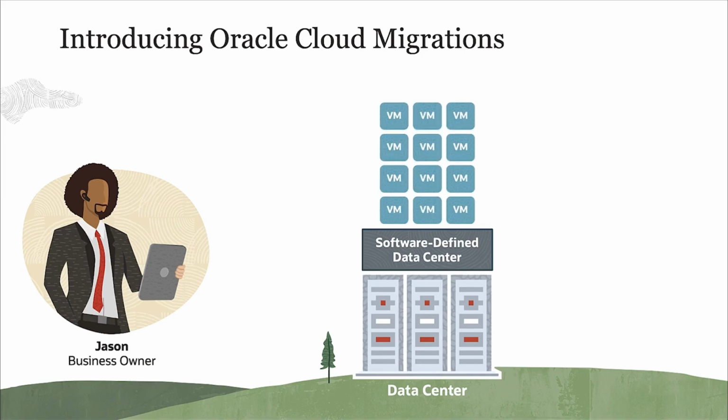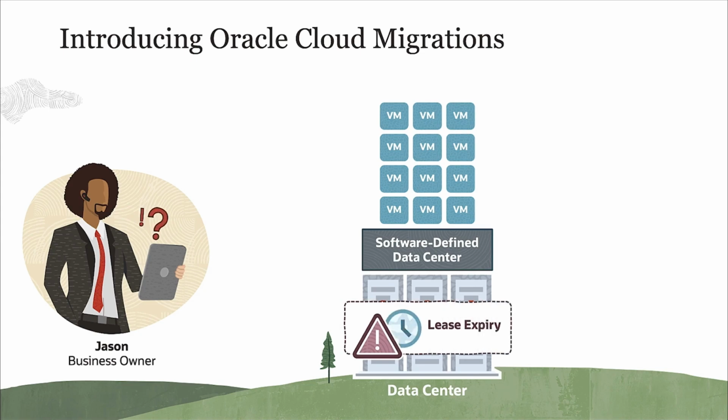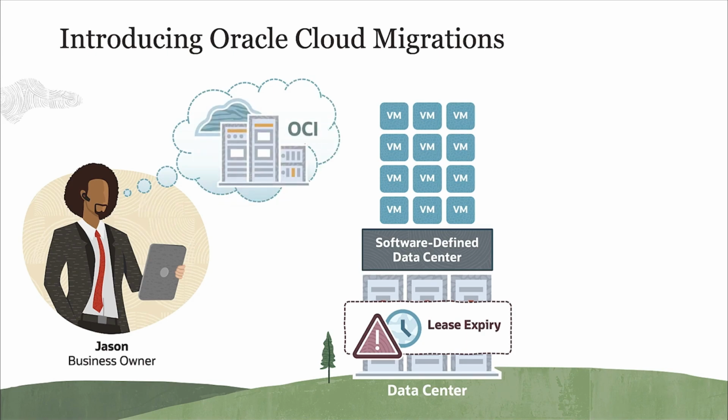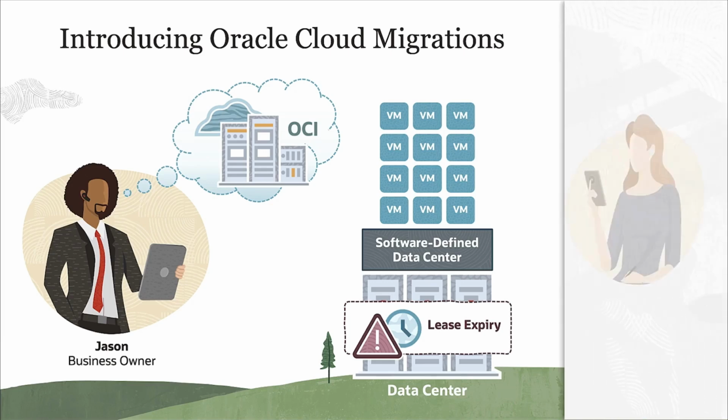So here is a problem. His data center lease is expiring soon and some of his infrastructure components are reaching end of support. This made him think about migrating into Oracle Cloud Infrastructure so he can quickly exit his data center. But he wasn't sure how to migrate these apps into OCI, so he reaches out to his wider team for any suggestions.